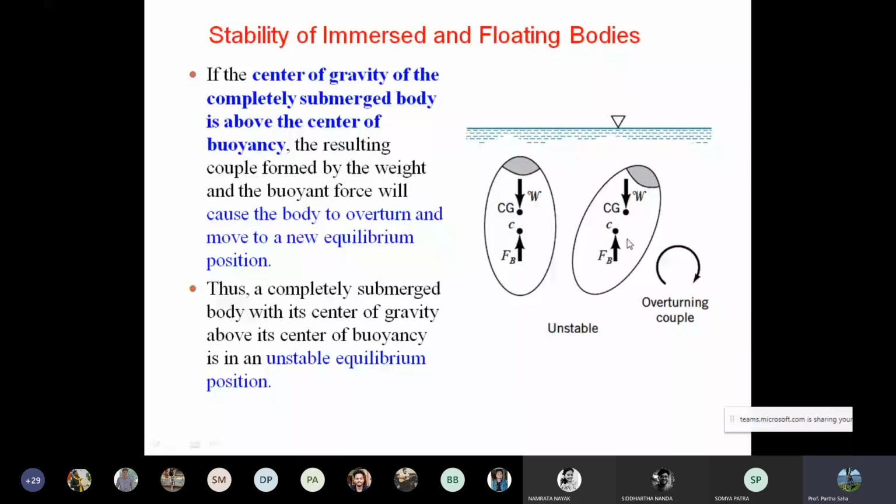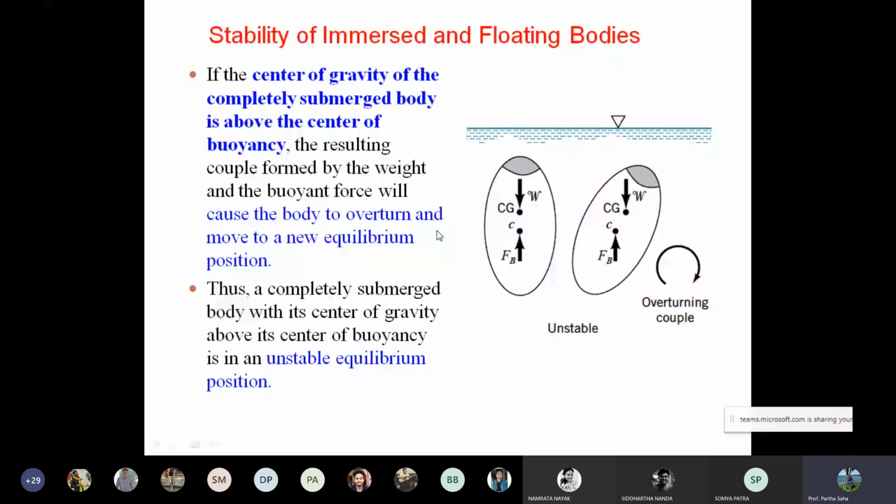So there will be an overturning couple. So this will fall back. This is not going to move back to its original position. It is going to fall to the right hand side. This will be an unstable body. So if the center of gravity of a completely submerged body is above the center of buoyancy, the resulting couple formed by the weight and the buoyant force will cause the body to overturn and move to a new equilibrium position.